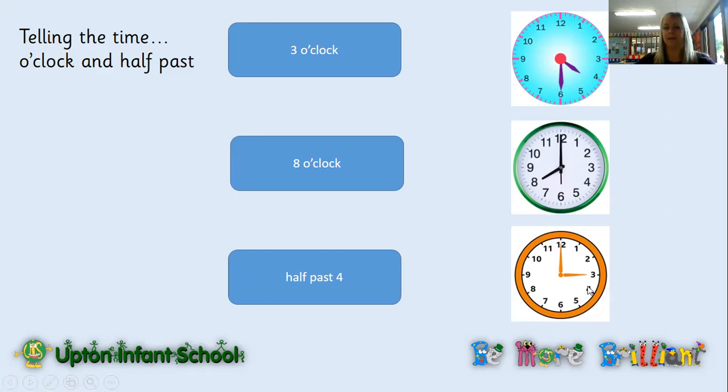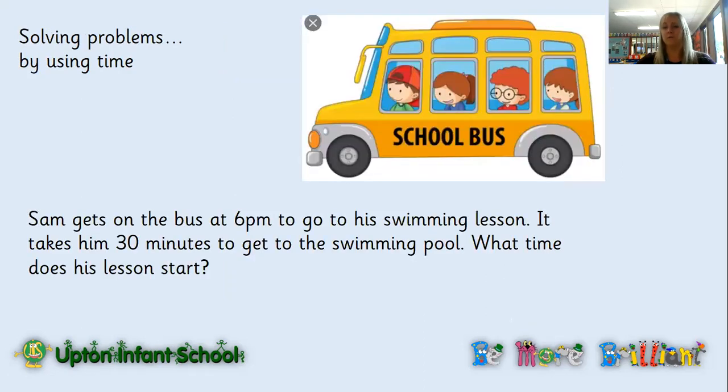And finally, down here we have another time, and again the long minute hand is pointing to the 12, so it must be o'clock, and the short hand is pointing to the 3, so this is telling me that this time says 3 o'clock. Just have a look and see if you guessed the same as me. So there's 3 o'clock, that one is 8 o'clock, and the top one is 4:30. Fantastic. We've also been looking at how we can use time words and time to help us to solve problems.